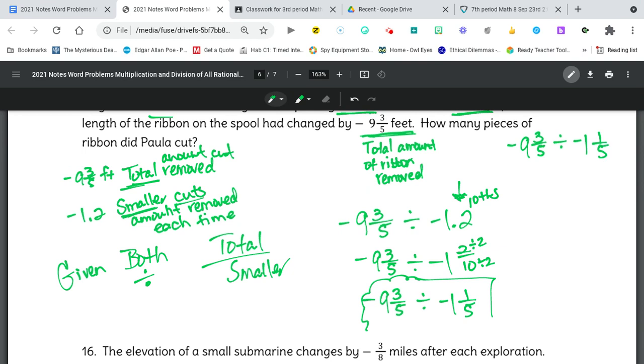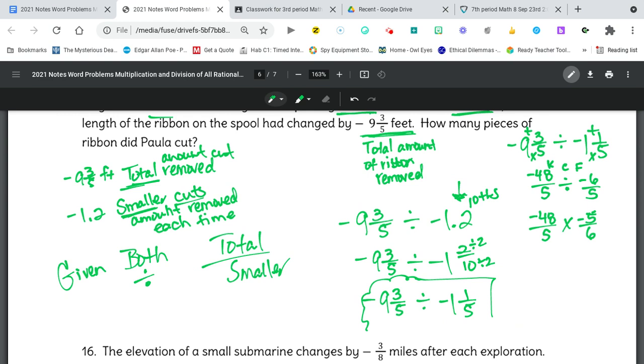And to divide fractions of mixed numbers, you got to get rid of the mixed numbers first. So 5 times 9 is 45. Plus 3 is 48. So that gives us negative 48/5 divided by 5 times 1, which is 5, plus 1 is 6, negative 6/5. And I'm going to keep, change, and flip. So I got negative 48/5. Change that. I flipped that.